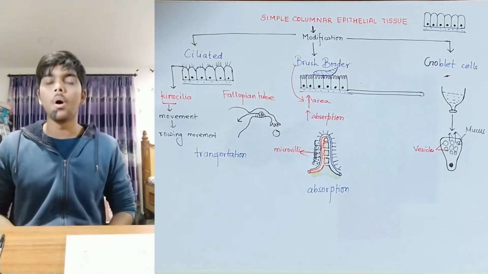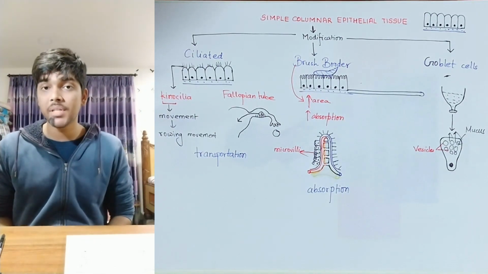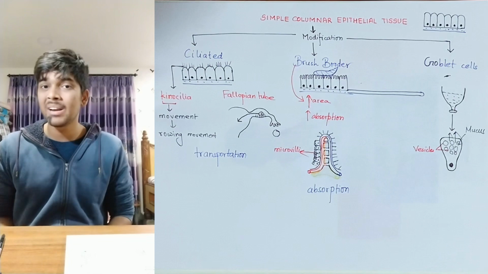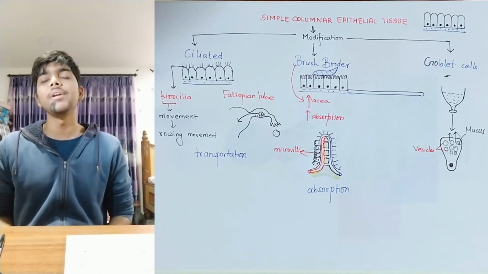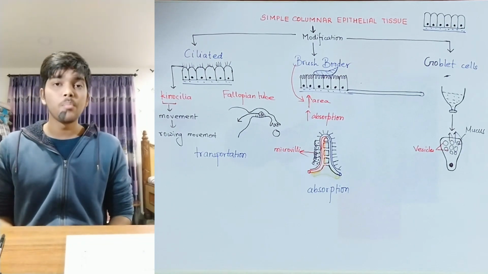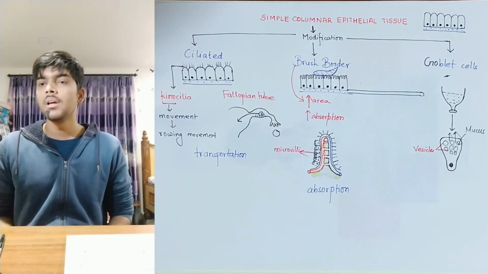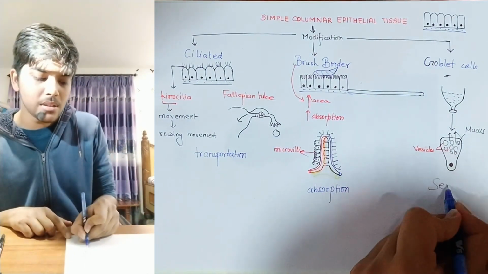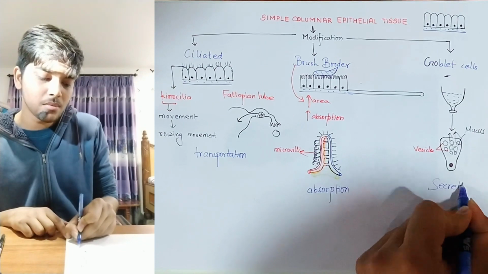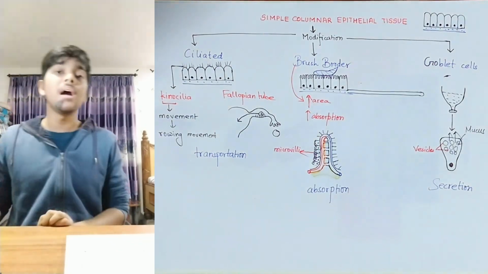And finally, you have goblet cells, which are secretory cells or glandular cells. They are found throughout your gastrointestinal tract, and they produce and release mucus, forming the mucus lining of your digestive system. So the significance is secretion. Whew, we are done.